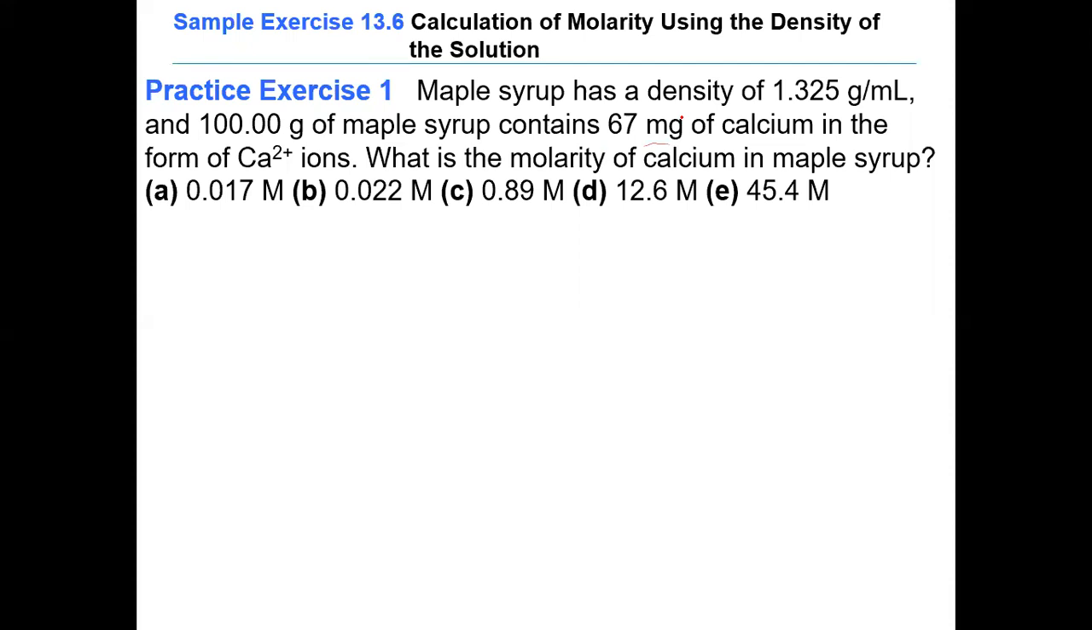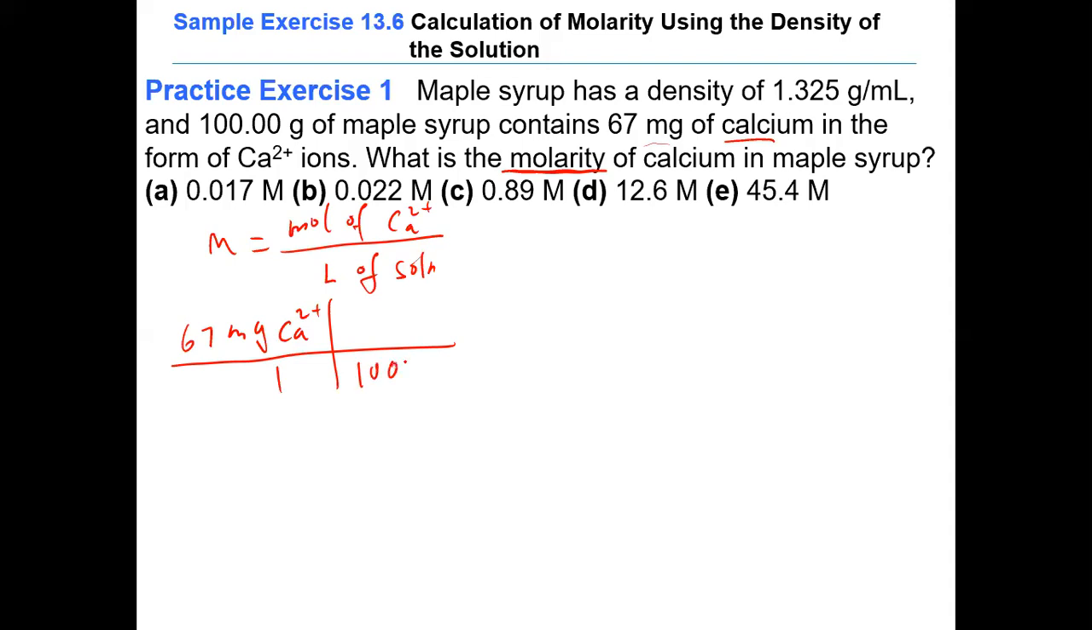So for this example, you see you have this density. So you first want to find the moles of this calcium, because you want to find a molarity. By definition, molarity is moles over liter of solution. So just solving one by one. So we see capital M equals moles of Ca2+ divided by liters of solution. To find the moles of calcium 2+, you just start with the given milligrams of calcium 2+ ion and do a few conversions. You first convert the milligrams into grams. And then you will use the molar mass of the calcium. So therefore, you will get how many moles of the calcium ion.